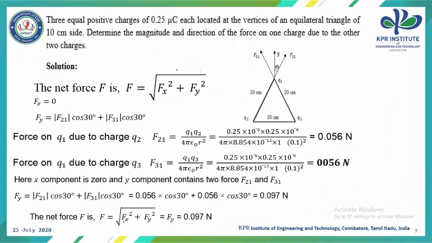Now you just look at this problem. Three positive charges of 0.2 microcoulomb are located at the vertices of an equilateral triangle of 10 cm side.